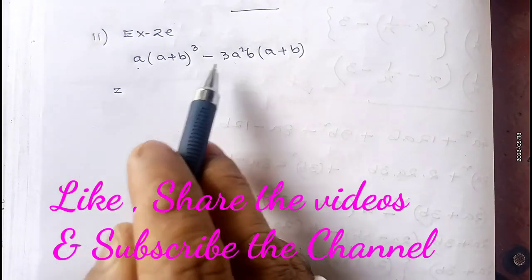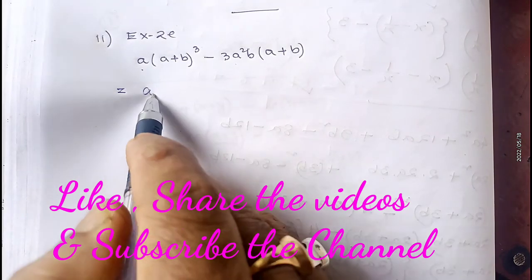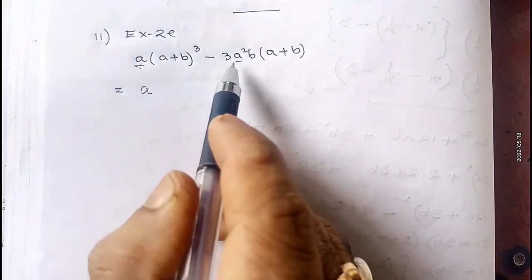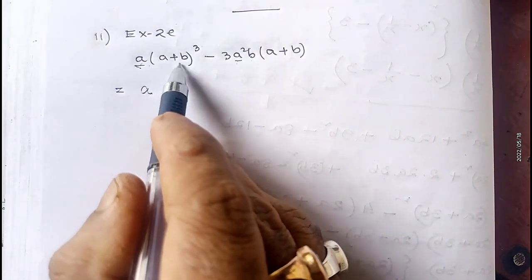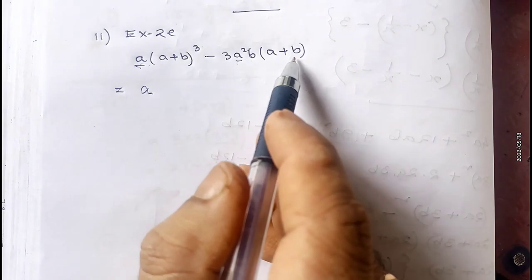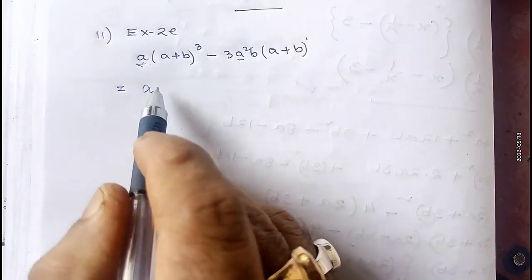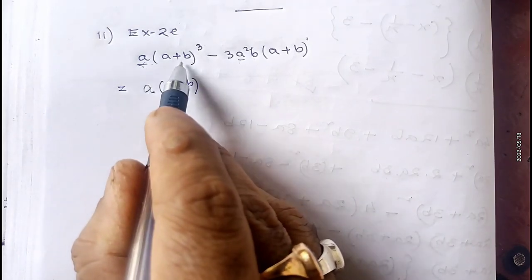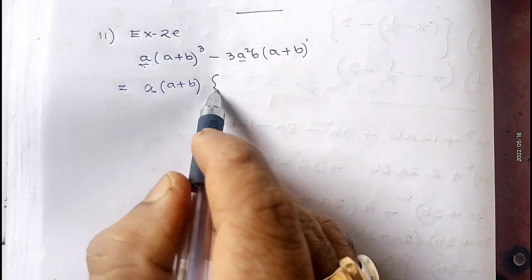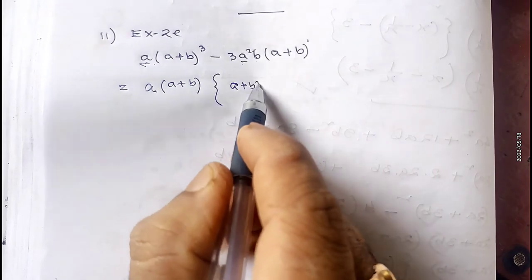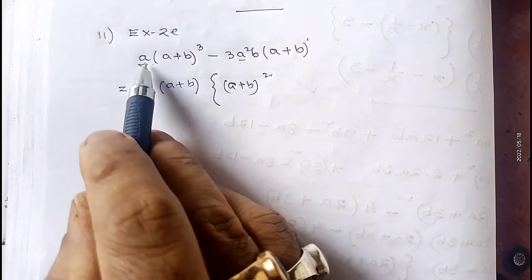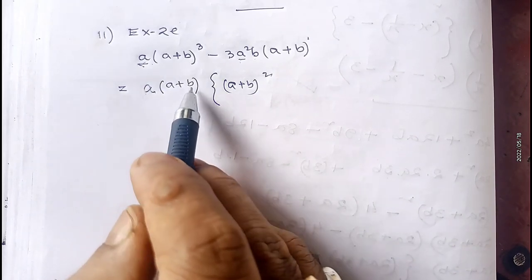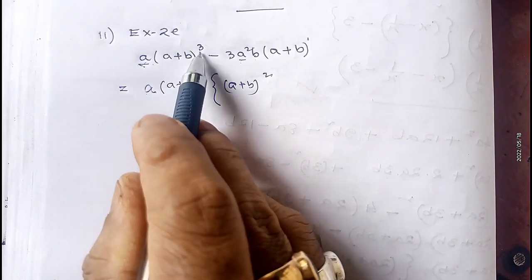Here a is common, so a we can write here, because here it is a, here it is a square, so 1 a I can take common. B is not common. Again a plus b whole cube, and here it is a plus b to the power 1, that means a plus b also can be taken common. So if I take a plus b common from both, then we are left with a plus b whole square, because here it is a plus b whole cube. I have already taken a plus b common, so we are left with a plus b whole square.